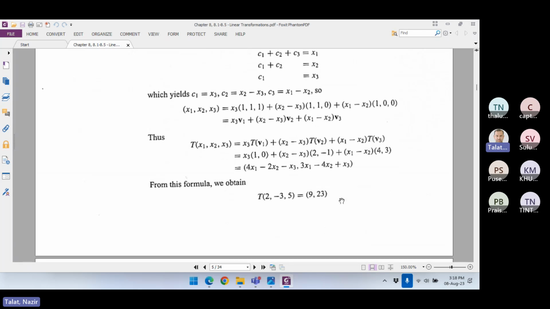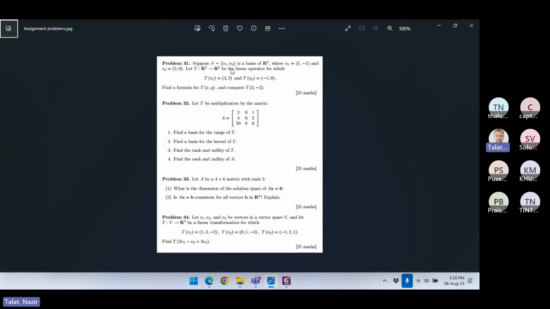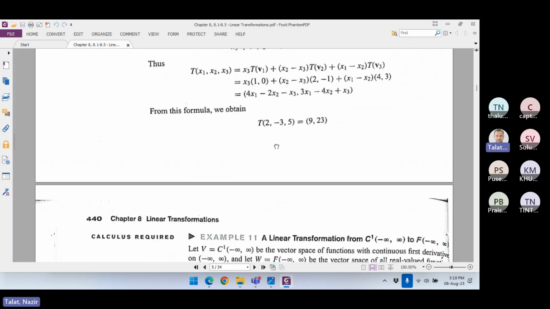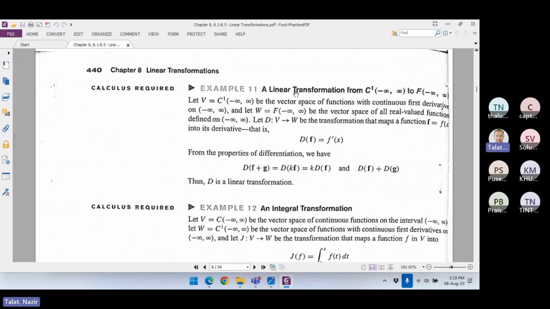One related example is also available in the assignment question. For example, here it is given that T is a linear operator from R2 to R2, because it is an operator, since its domain and range sets are the same. And by using this formula, we can find the value. If we can find the formula, we can also compute the value of T at 3, minus 2. And moreover, there is also a related problem available over here. One can compute it.